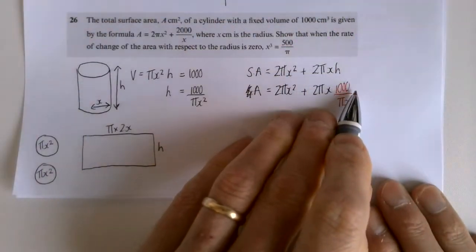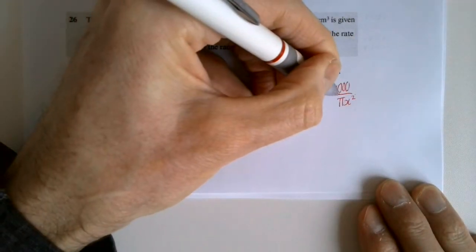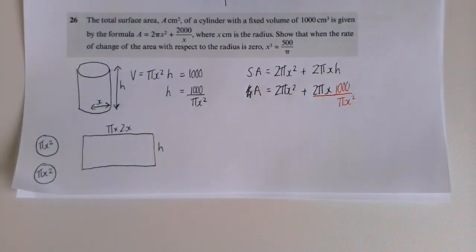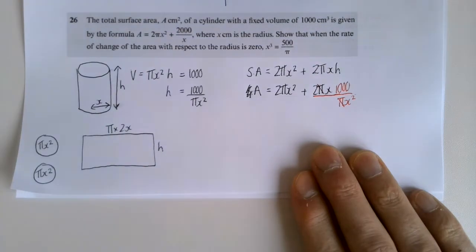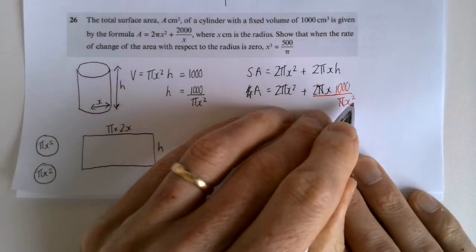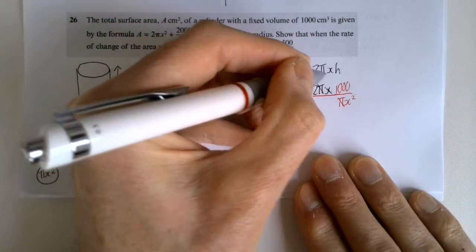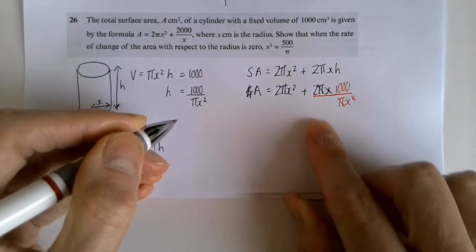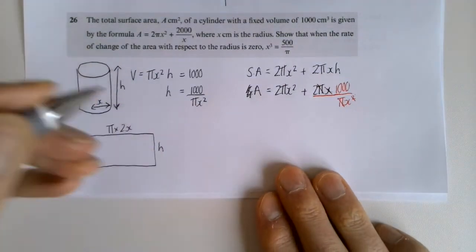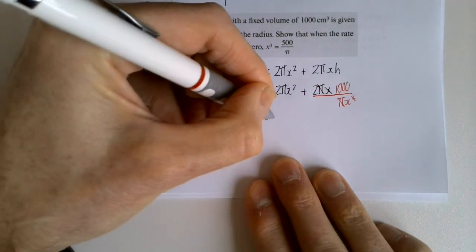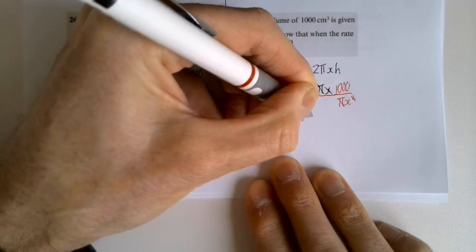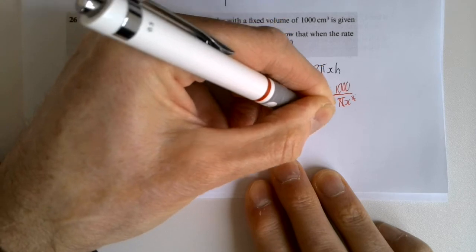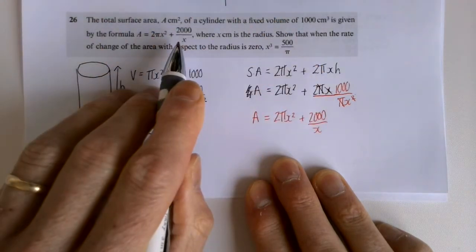So this is one fraction effectively, and that's good news, isn't it? Because the pi's cancel out. I've got x and x squared, so that's going to cancel out one of those x's, and I've got 2 times 1,000, which is 2,000. So I end up with 2 pi x squared plus 2,000 over x. Bingo.